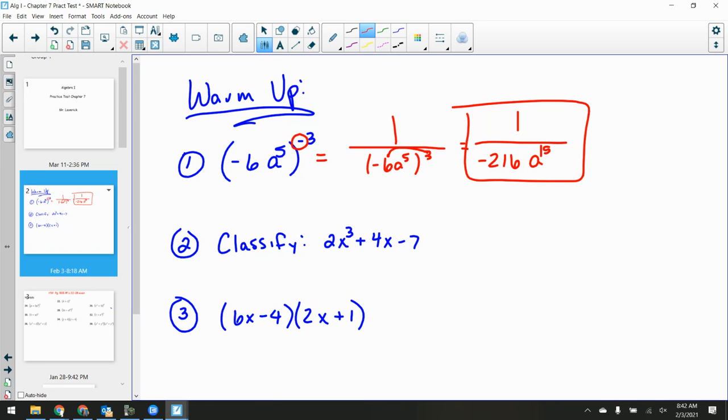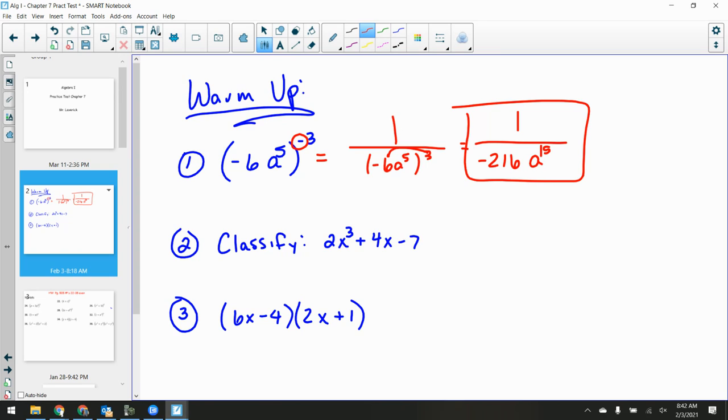What do you call something with a 0 degree? Constant. 1st degree? Linear. 2nd degree? Quadratic. 3rd degree? Cubic. Okay, now here's where it starts to get hard. 4, quartic, remember 4 quarters. 5th, quintic. Good, anything beyond that, 6th, 7th degree, right?